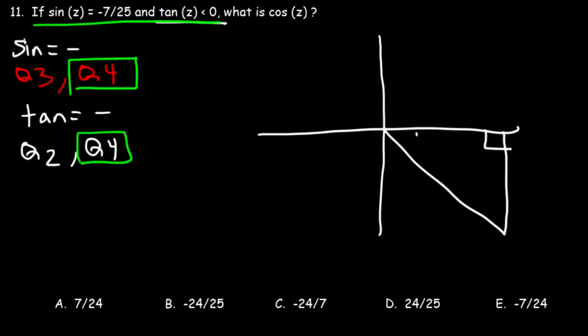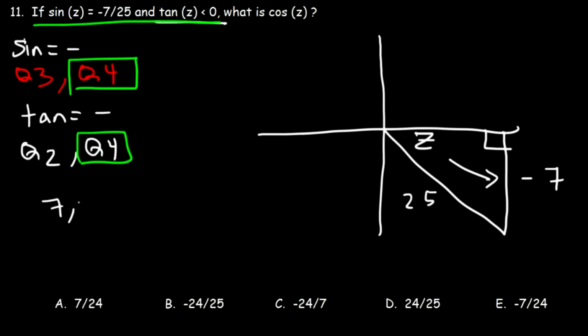And here's going to be the angle theta, which in this case we're going to use the angle z instead. Now, sine of z is negative 7 over 25. And we know sine is opposite over hypotenuse. Opposite to z is this side. This is going to be negative 7. It's negative because it's below the x-axis. Y is negative in quadrant 4. The hypotenuse is 25. Now we've got to find the missing side.